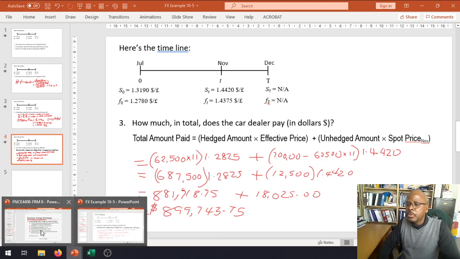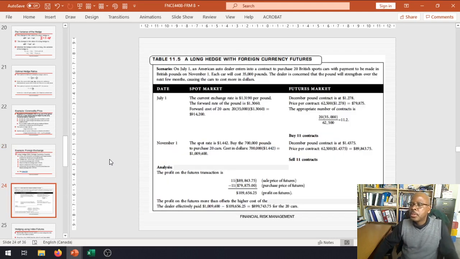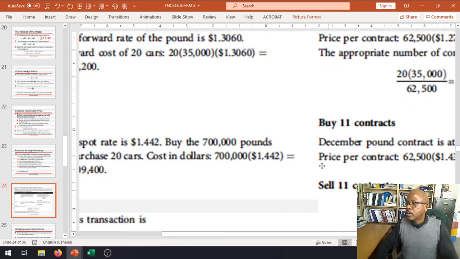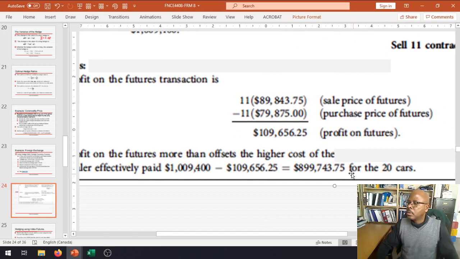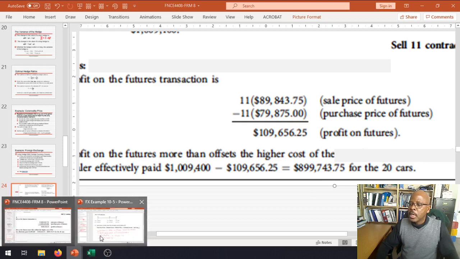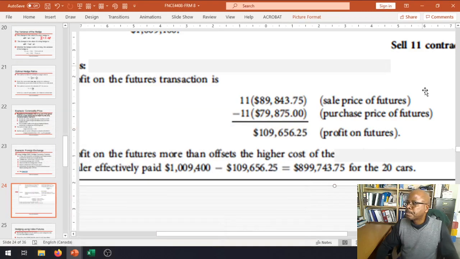So if we go back now to the original slide question, if you go to table 10.5 in the textbook, you'll see then that this is the table that they have, which essentially explains what the position was in July and what happened in November. And if we zoom in here, we can see that the total amount they pay for the 20 cars is in fact 899,743.75. Exactly what we got here, 899,743.75.